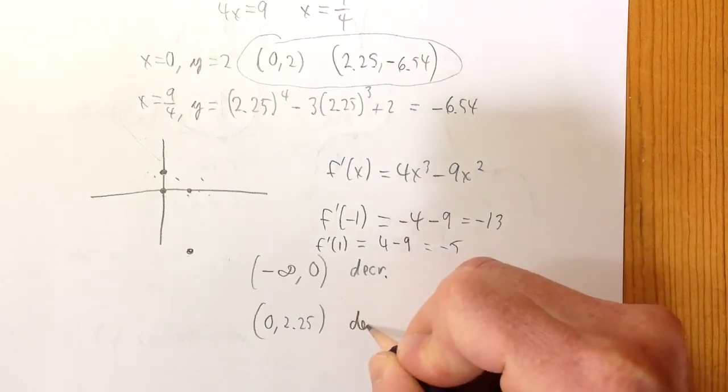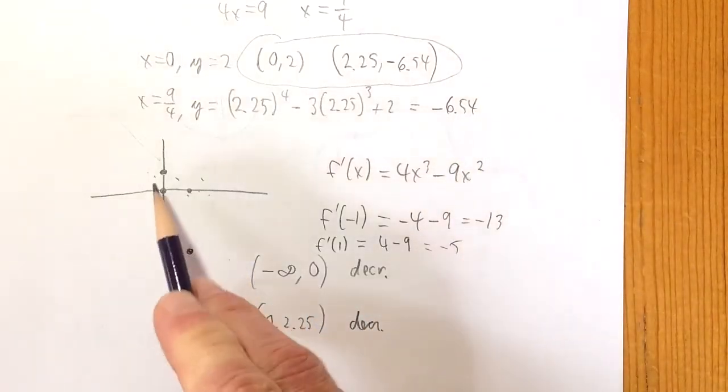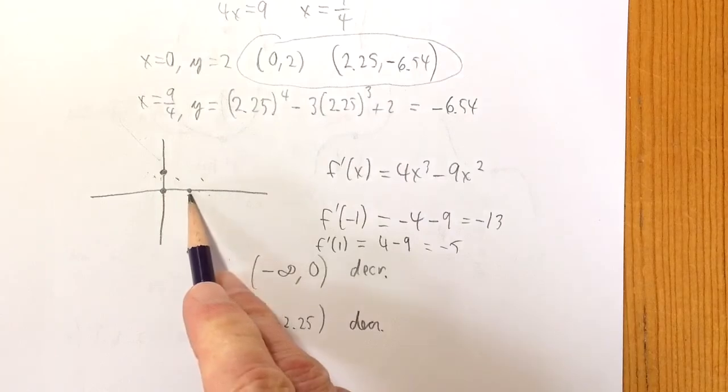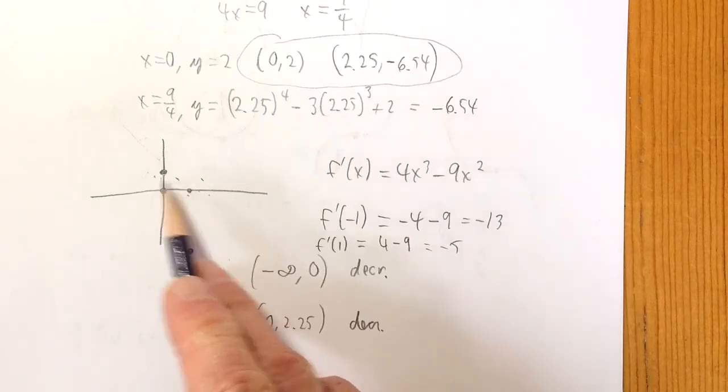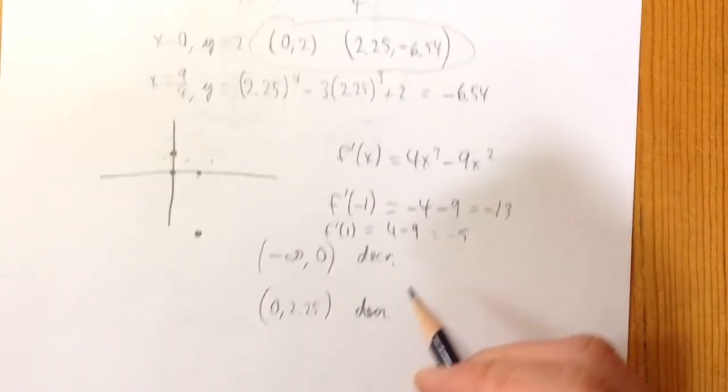So it's also decreasing there, which means we have a slope of 0 here, but it's decreasing on either side, which means that's one of those weird inflection point things. It's always negative right there. So when we graph that, that's how we know how to do it.